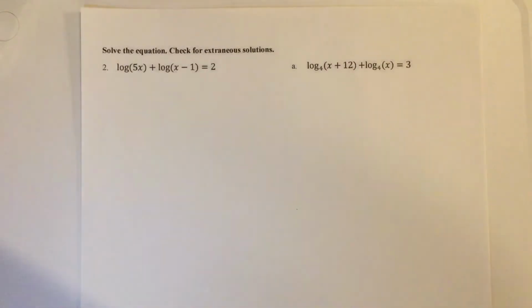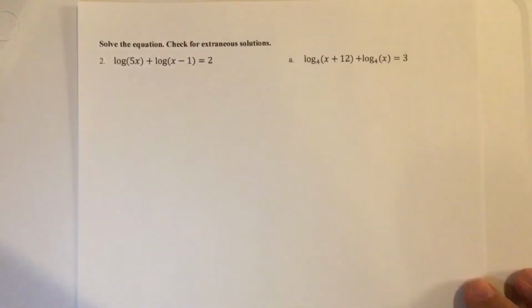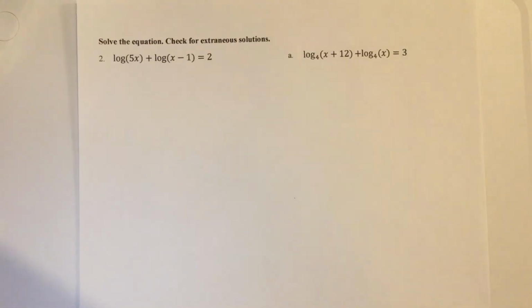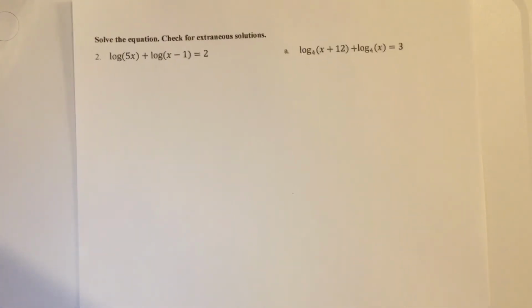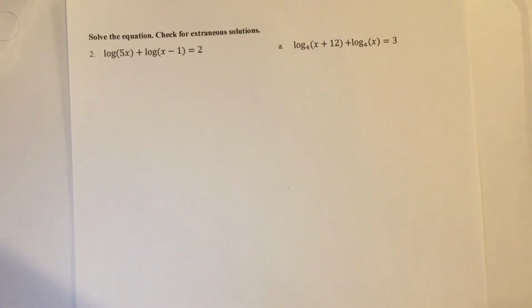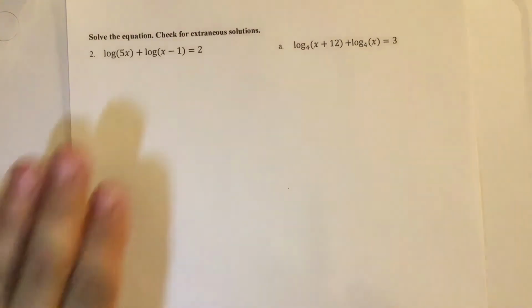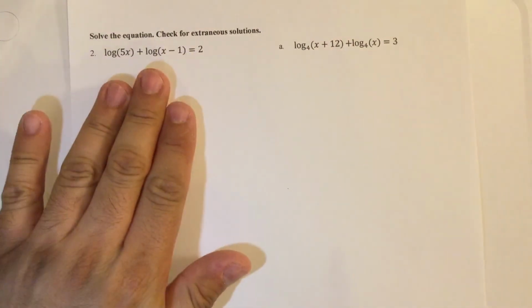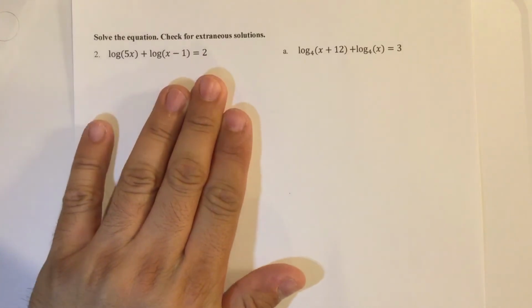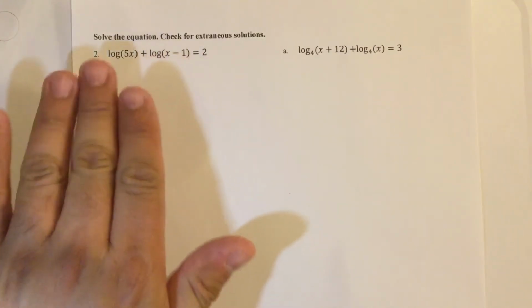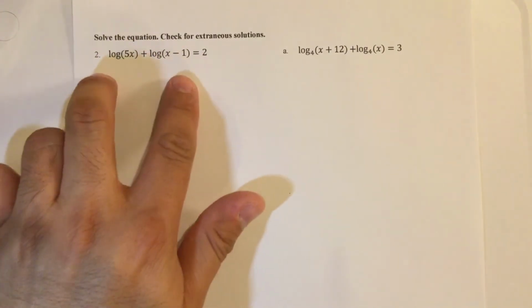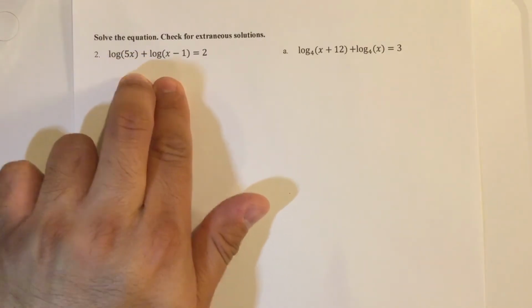examples here. So it says solve the equation, check for extraneous solutions. So recall, extraneous solutions are just answers that do not satisfy the original equation. So this is a little bit different now because we have two logarithms being added together equal a constant. So in order for us to actually solve, this needs to be condensed to one logarithm.